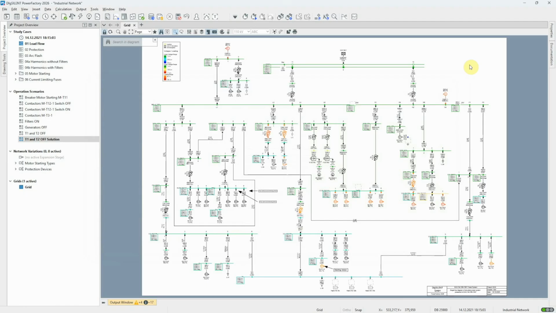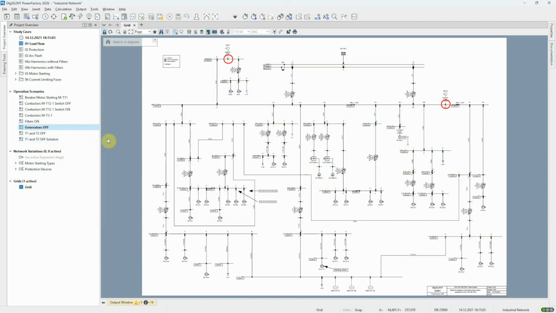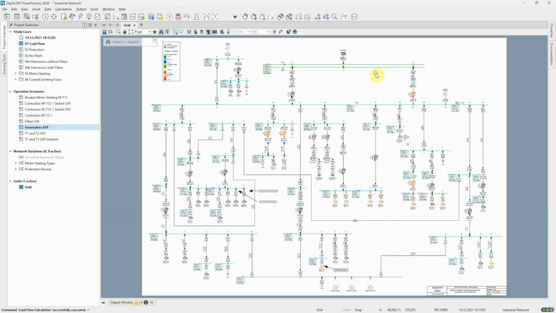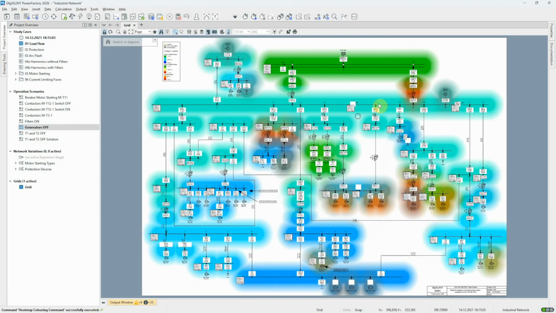Another scenario of interest is whether the network can be supported by the external grid if the two generators are not available. Let's activate another operation scenario to demonstrate this situation. If we run a load flow, we can immediately see from the coloring of the network that the voltages are generally low.